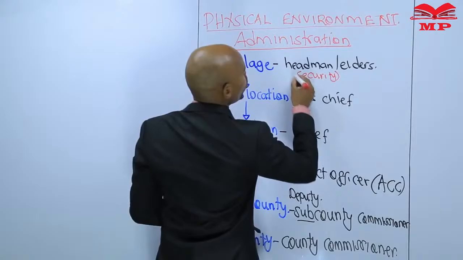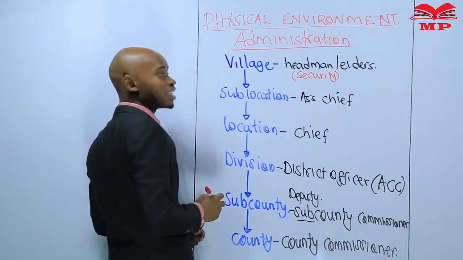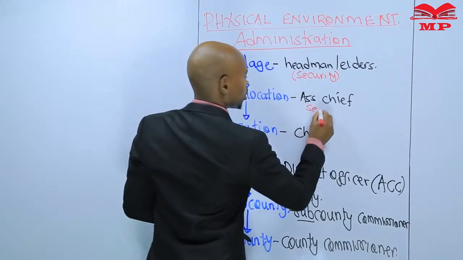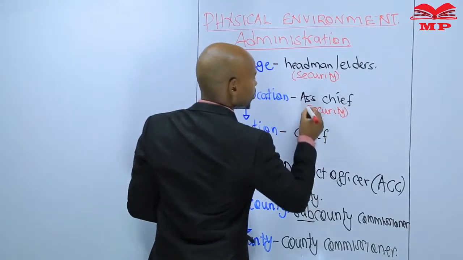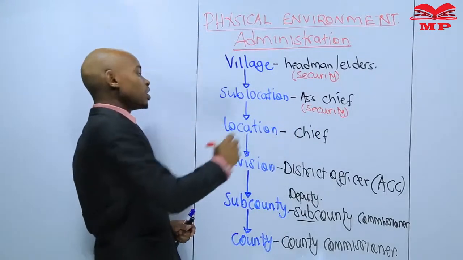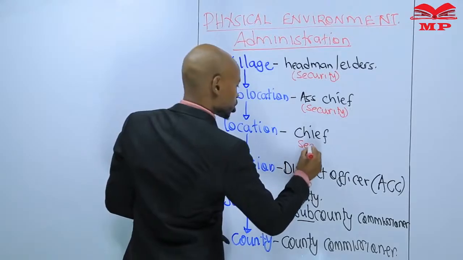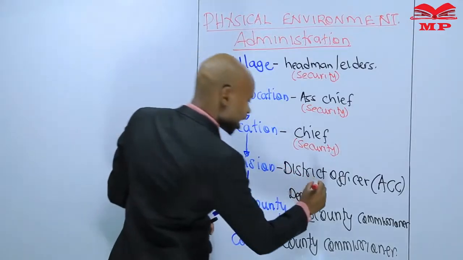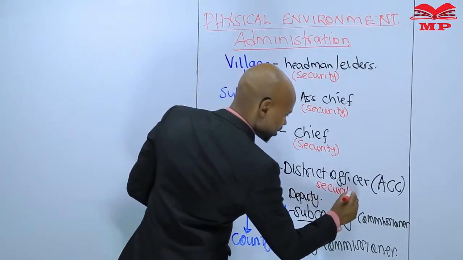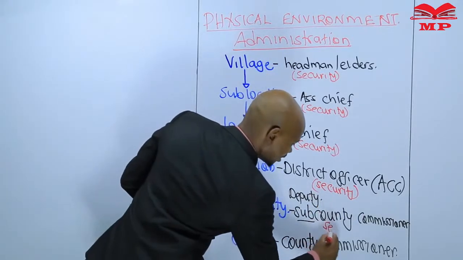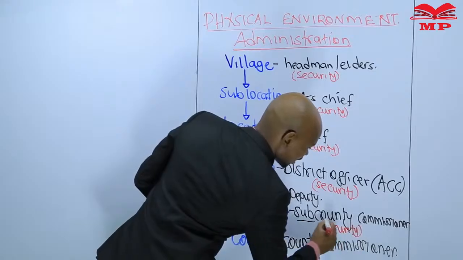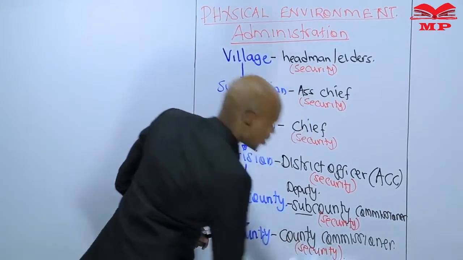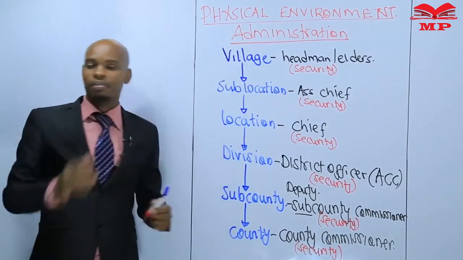So who is in charge of security in a village? Village elders. They are the people who are supposed to arrange for the security. In the sub-location, who is in charge of security? The administrator there, the assistant chief. Who is in charge of security in a location? It is the administrator of the location, the chief. These people are in charge of security, and it is very important to note their work is to provide security in that area.